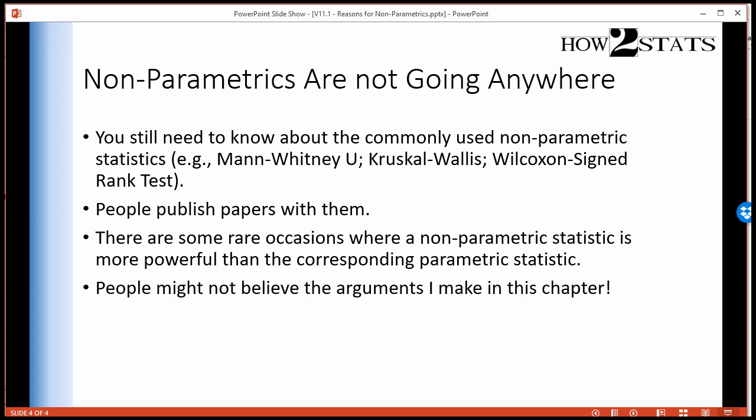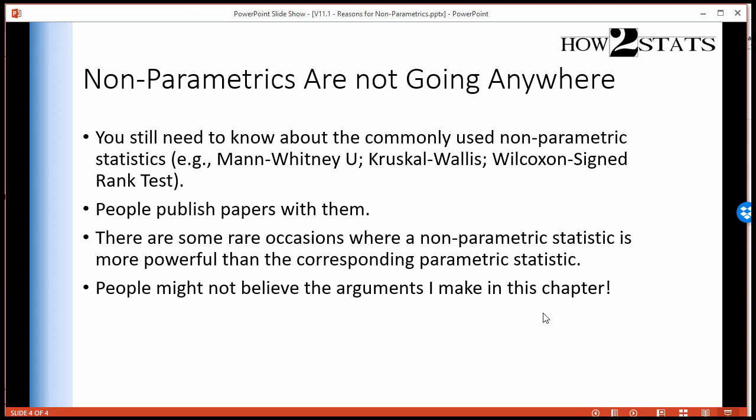The final reason you might consider it valuable to understand non-parametric statistics is that many people might not believe the arguments that I'm going to put forward in this chapter, despite the fact that I provide evidence for each argument. So people won't believe you if you say, let's just do an ANOVA on the ranks and not bother with a Kruskal-Wallis. Some people will be very surprised to hear that recommendation, and they might not believe you. So you might be stuck with doing a Kruskal-Wallis instead, even though personally I wouldn't do it.